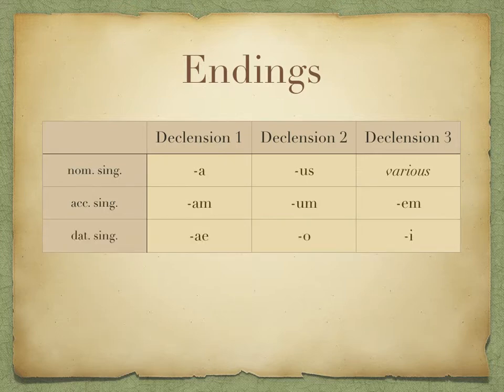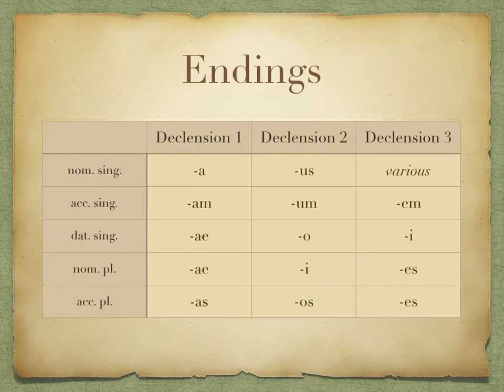Dative singular, all of these mean to or for someone. Nominative plural: if you see these endings, you need to remember to translate it with an S on the end in English. Accusative plural always ends in an S, and dative plural means to or for the somethings. Make sure you know these endings off by heart and how to translate them so that you can translate them correctly.